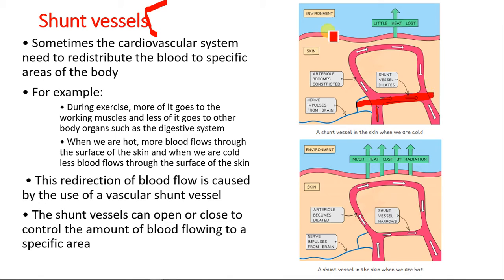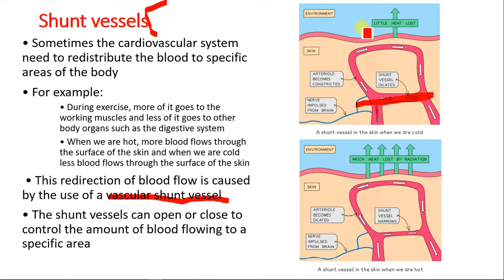through vasoconstriction and vasodilation. Sometimes the cardiovascular system needs to redistribute the blood to specific areas. For example, during exercise, more of it goes to the working muscles and less of it goes to other body organs such as the digestive system. When we are hot, more blood flows through the surface of the skin. When we are cold, less blood flows through the surface of the skin. This redirection of blood flow is caused by the use of vascular shunt vessels. The shunt vessels can open or close to control the amount of blood flowing to the skin.